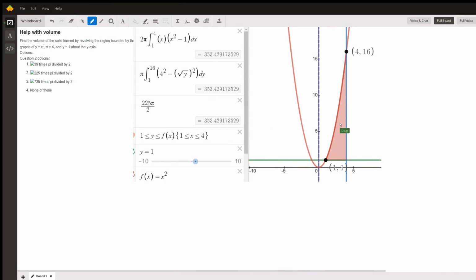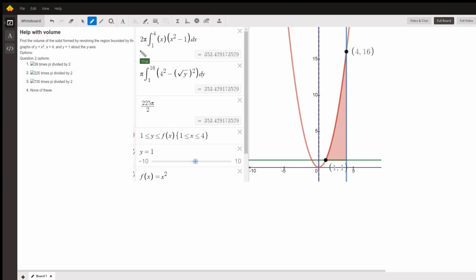a graph illustrating the problem. The parabola is the red graph here, y equals x squared. This blue line is x equals 4. The green line is the line y equals 1. And this light red region is the area that we want to revolve about the y-axis, which is this purple dotted line here. Now you can use two methods.